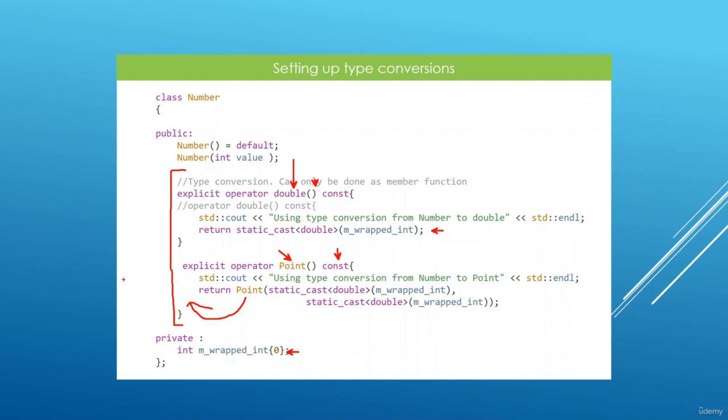So take this template here and you're going to be reusing it anytime you want to do a transformation from your class to another type, and the compiler is going to pick up these functions and use them to do transformations. For example, if you do a static cast from a number to a double, or if you do a static cast from a number to a point, the C++ compiler is going to be using these operators that you have overloaded in our number class here.